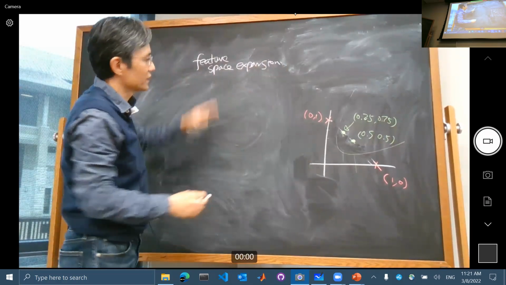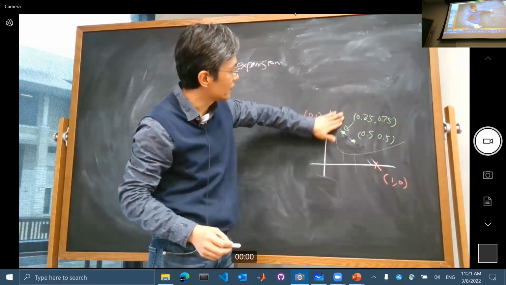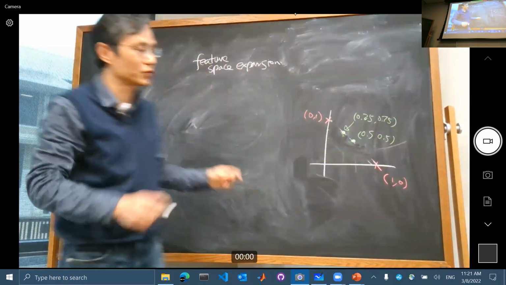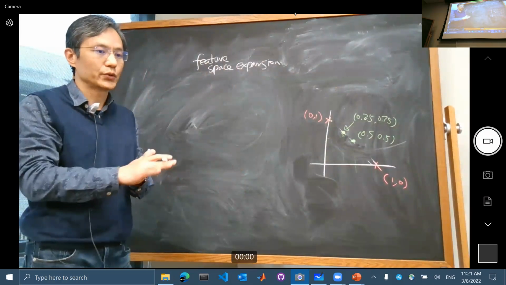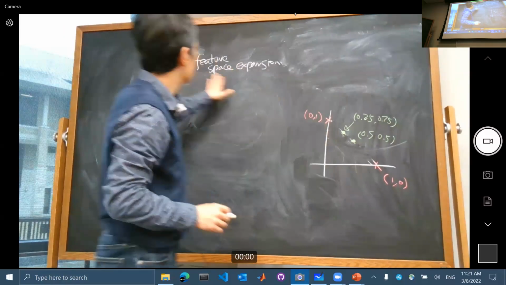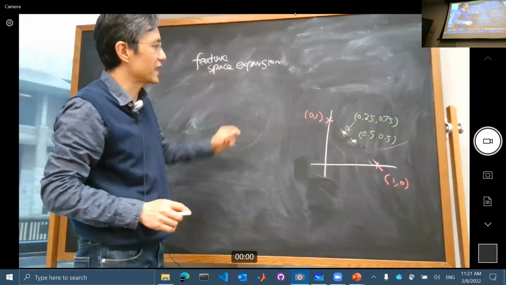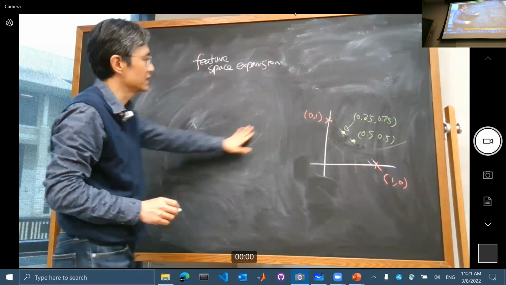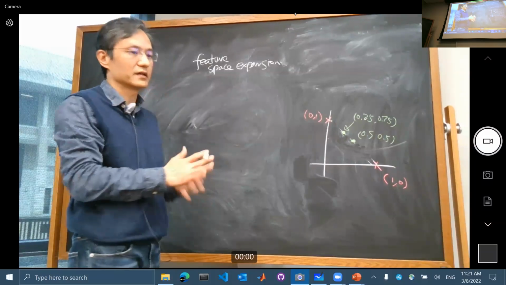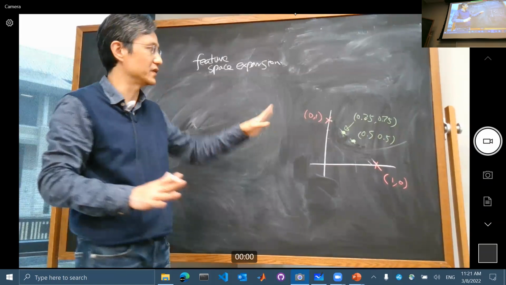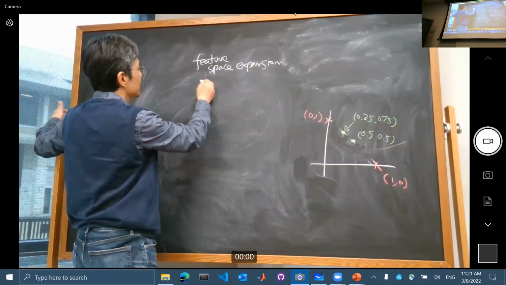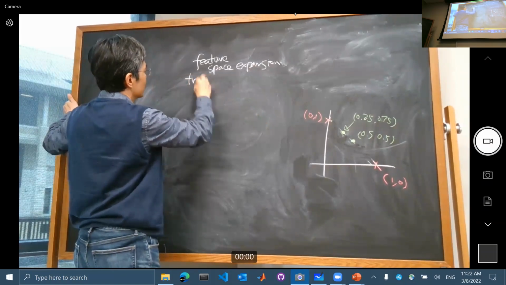So if you use nonlinear separation, it's possible, but you have more parameters to optimize. But if you have this feature space expansion technique, you can do that easily, still using linear separation to separate those data points. So I'm going to do a transformation.